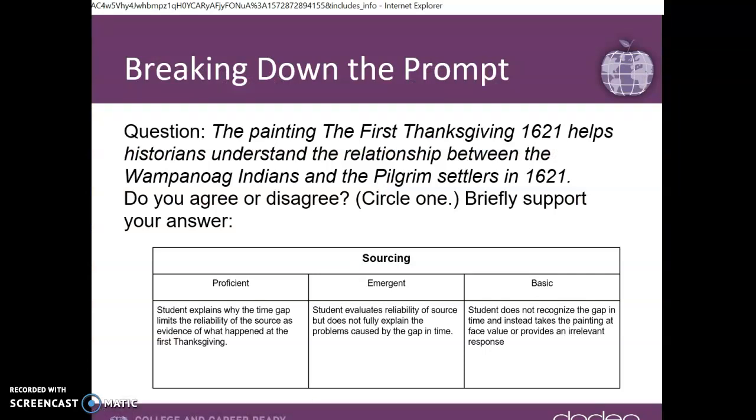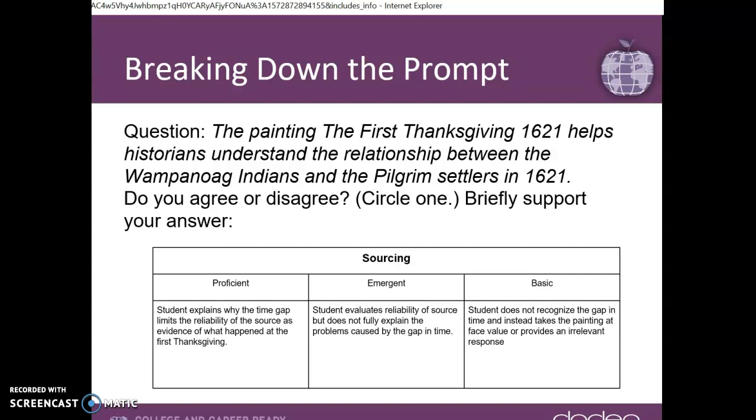The question is, the painting, The First Thanksgiving, 1621, helps historians understand the relationship between the Wampanoag Indians and the Pilgrim settlers in 1621. Do you agree or disagree? The students would circle 1 and briefly support your answer. So notice the prompt.